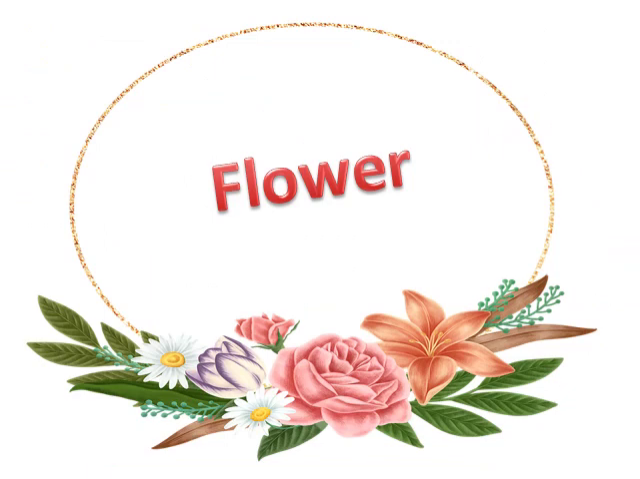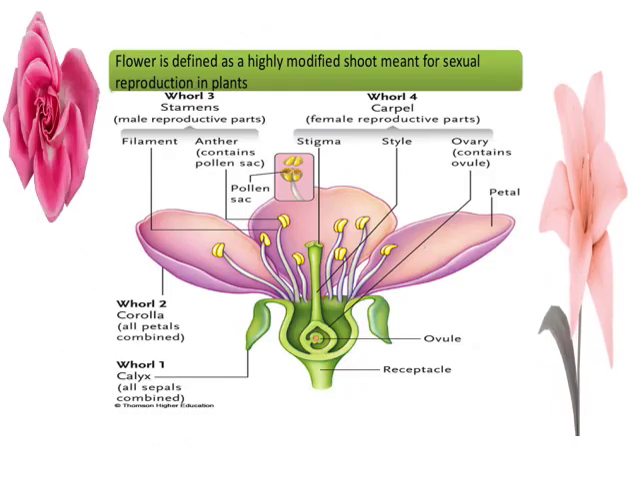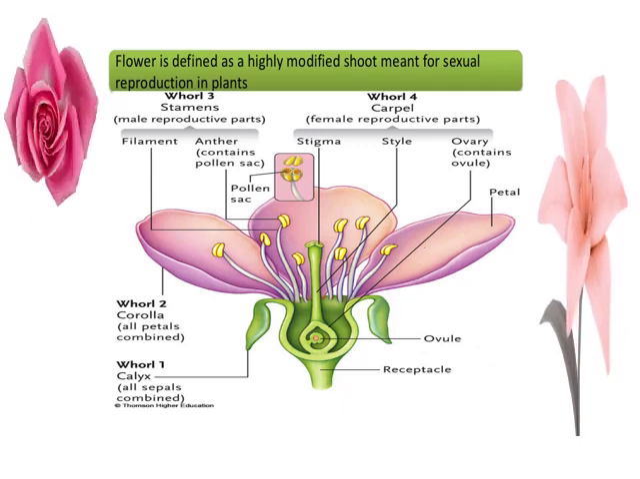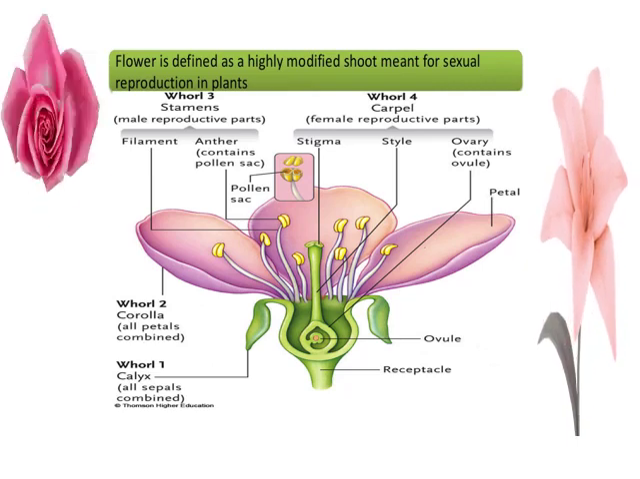So now we start the second part of this lecture, that is the flower. Simply, the flower is defined as a highly modified and specialized shoot meant for sexual reproduction, or for the production of fruit and seed. We divide the flower into four whorls. One is calyx, the other one is corolla, the third one is stamen, the fourth one is carpel.